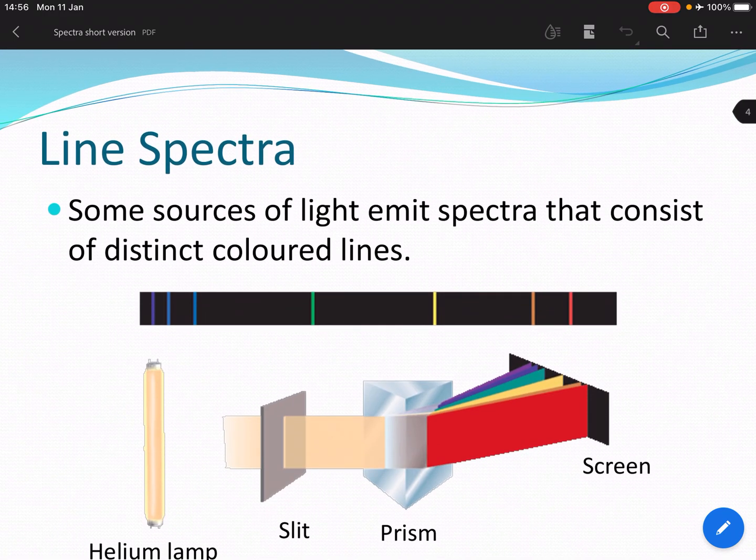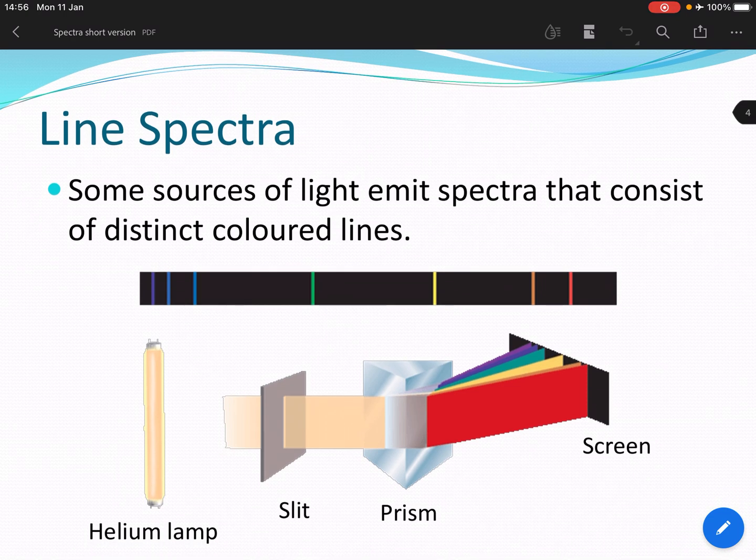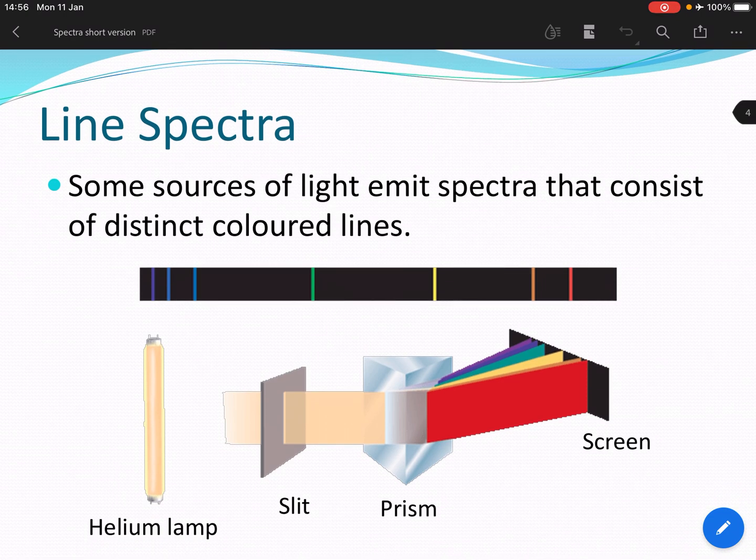A line spectrum is then where you are just seeing specific colours. So a helium lamp, for example: if that helium lamp has got enough energy to be emitting light and you put that through a prism, it only emits light of certain colours. And that's to do with the frequency of the light that is being emitted. And that's what we're going to look at now.